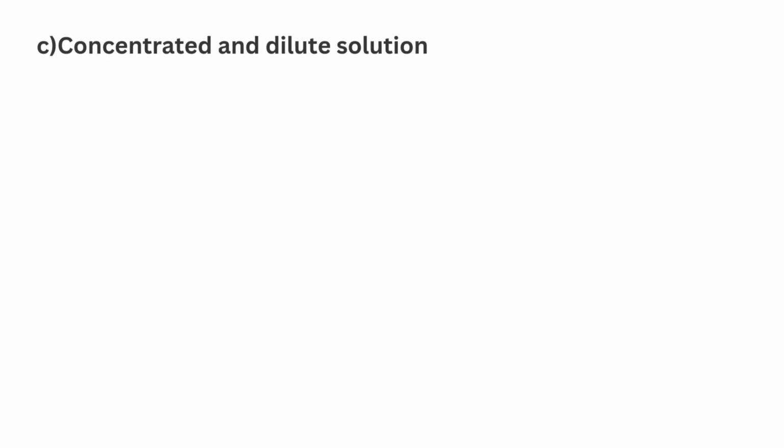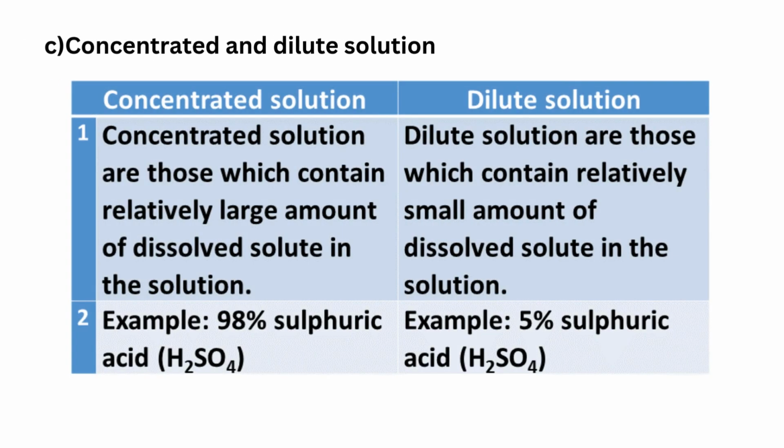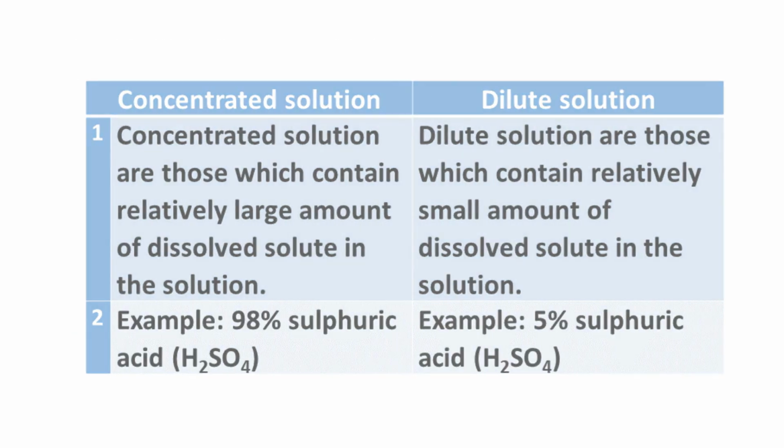Part C. Concentrated and dilute solution. Answer. Concentrated solutions are those which contain relatively large amount of dissolved solute in the solution. Dilute solutions are those which contain relatively small amount of dissolved solute in the solution. 98% sulfuric acid is an example of concentrated solution. 5% sulfuric acid is an example of dilute solution.